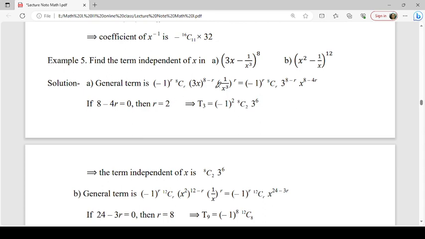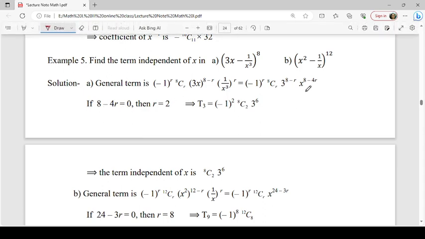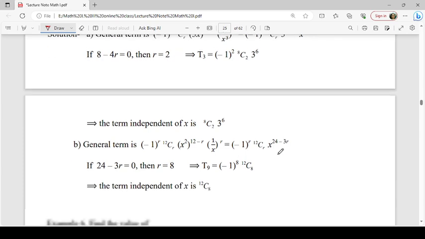So in the general term we are getting x to the power 8 minus 4r, and so 8 minus 4r is equal to 0. So r is equal to 2, this one.